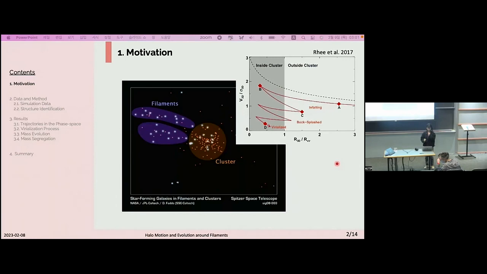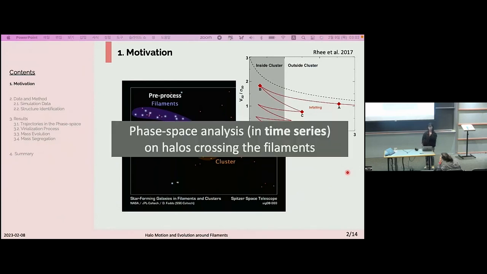And not ignorable parts of these halos that have evolved into the clusters must have come from other types of cosmological structures, such as filaments, and they have suffered some type of transformation. So we call this pre-process, and I can summarize my presentation today like this. Let's do the phase space analysis in time series on halos crossing the filaments.